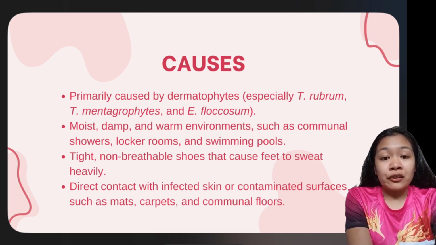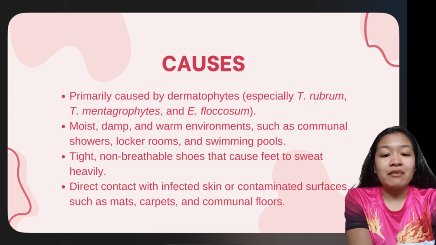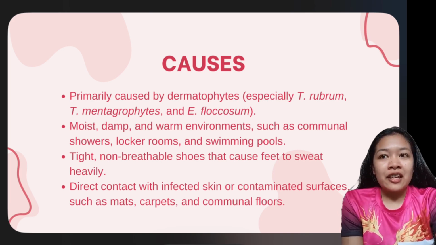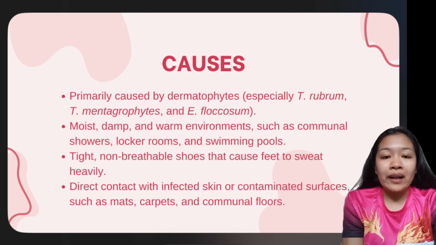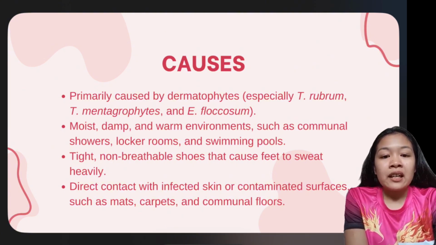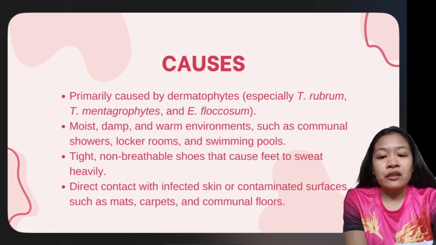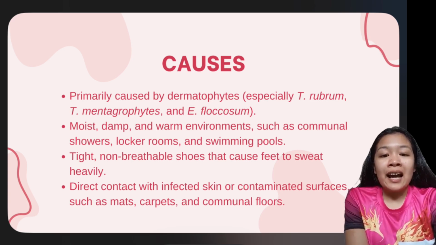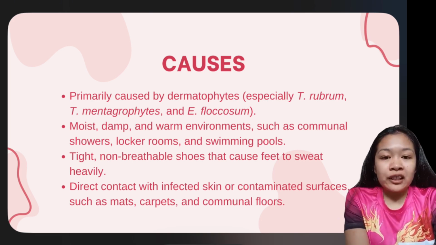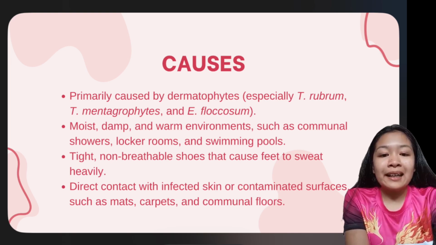How can a person acquire this condition? So a person can acquire this infection through direct contact with an infected person. So if a person has tinea pedis or athlete's foot and you have direct contact with them, you can also acquire this condition. And also it can be through indirect contact with contaminated surfaces like public showers, swimming pools, locker rooms, and gym floors. So if those surfaces or areas were first used by a person with athlete's foot and then you came after, it is possible that you can also acquire this condition.